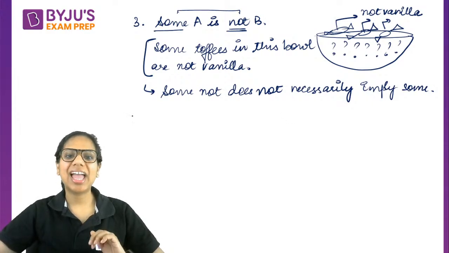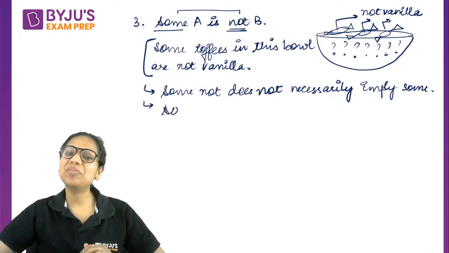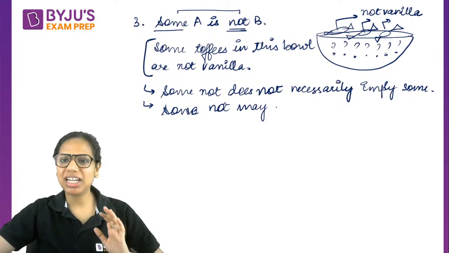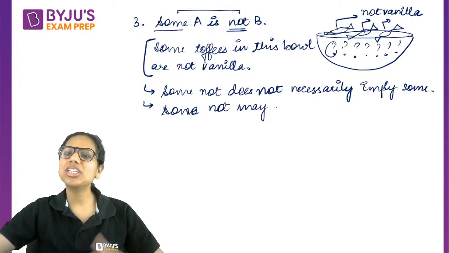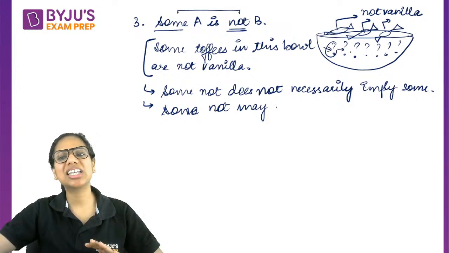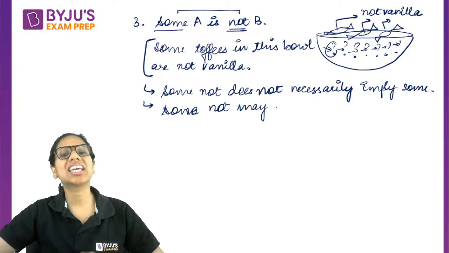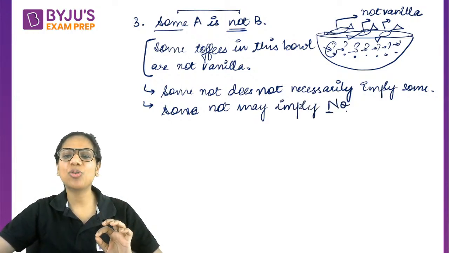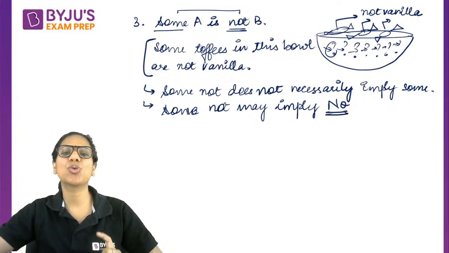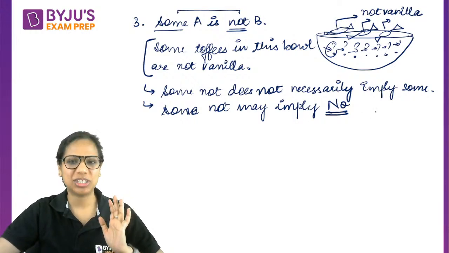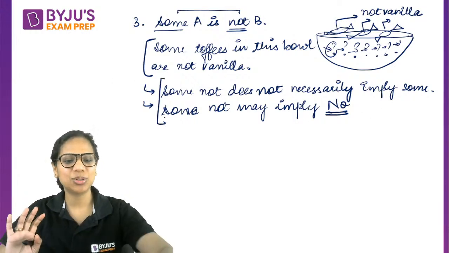Okay? And some not may imply extreme possibility क्या हो सकती है? That I dug deeper and I found out कोई सी भी vanilla नहीं है. Okay, that this is also not vanilla. जैसे ये surface पे vanilla नहीं थी, ये सब भी vanilla नहीं है. So, some not may imply no. Okay, one extreme possibility is that no toffee in this bowl is vanilla. No toffee in this bowl is actually vanilla. That's an extreme possibility. So, I hope these 2 things are clear to you.